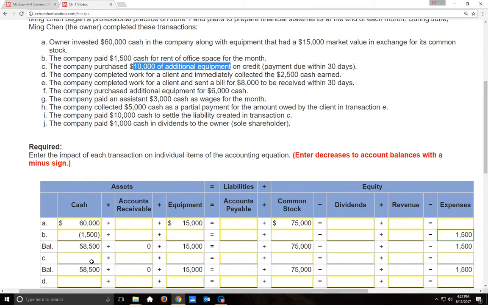They have a new liability called an account payable. So to enter these transactions onto our effects equation template, we'll put that equipment in Part C went up by $10,000, and that accounts payable also went up by $10,000.